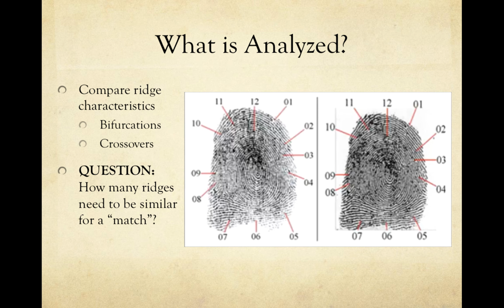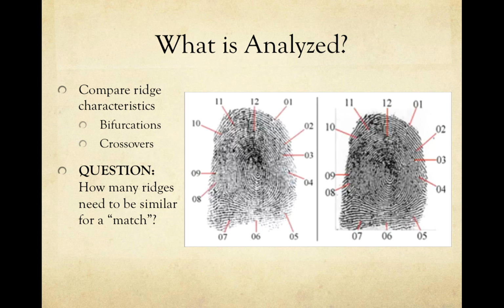However, many other countries, not the US, but other countries, do have a specified number of ridge characteristics that have to be similar to say that there is a match. Some countries range from, say, 7 matches to 16 matches. So in some countries there have to be 7 of these points, versus in others you have to have 16 to say there's a match. So this is definitely a bit more quantitative.